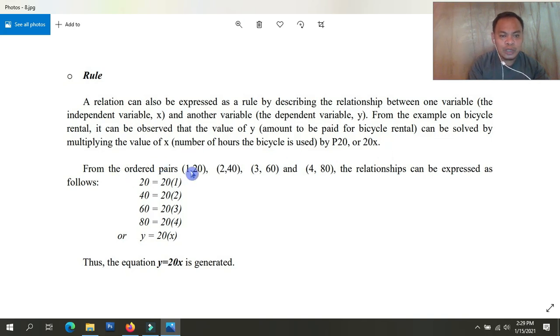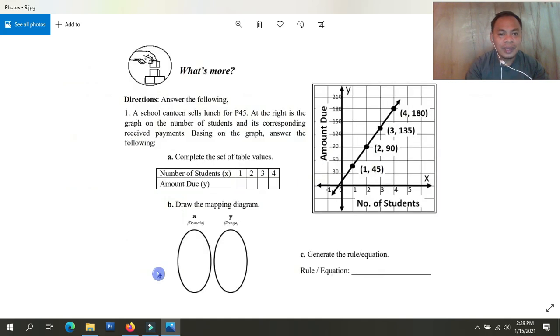So from the ordered pairs (1, 20), (2, 40), (3, 60), and (4, 80), the relationship can be expressed as 20 times 1, right? 40, because 20 times 2. 60, because 20 times 3, and 80, because 20 times 4. Or simply as y is equal to 20 times x. Thus the equation is y equals 20x. Okay, next, we have here the exercise.